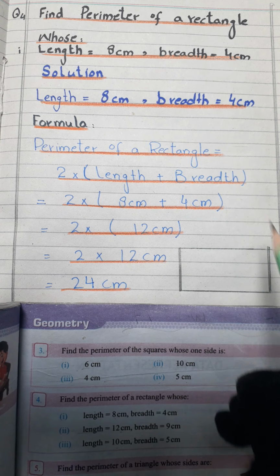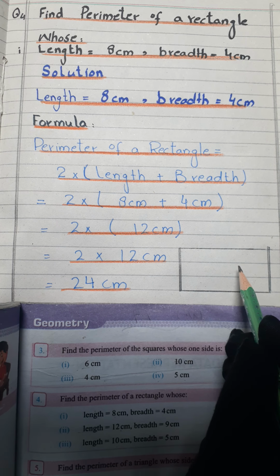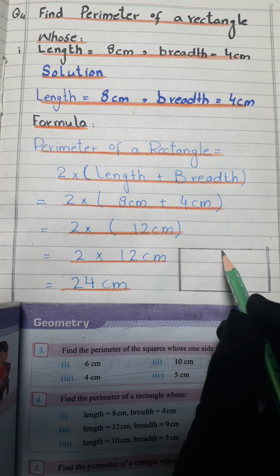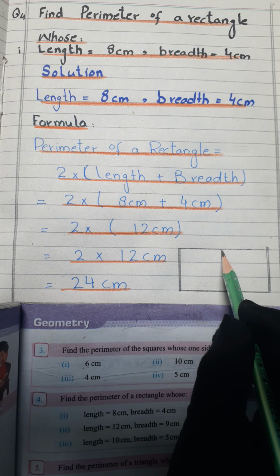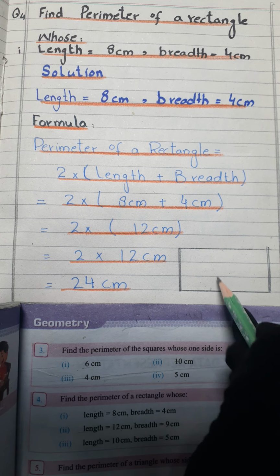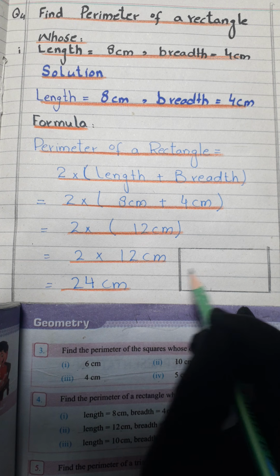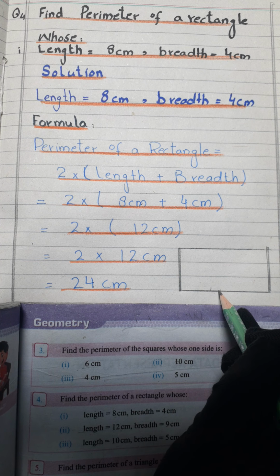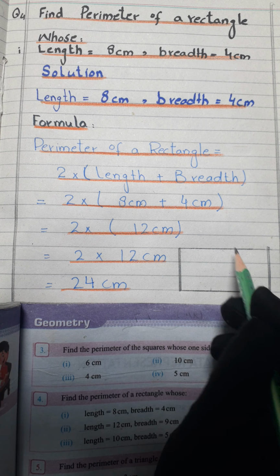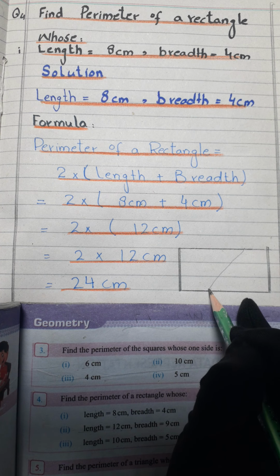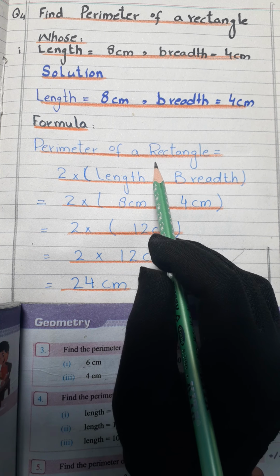Again you draw a rectangle. Its opposite sides are equal. Remember, its lengths are equal, its breadths are equal. Opposite sides are equal in a rectangle. But again, you have no need to draw the shape. You just put the values.